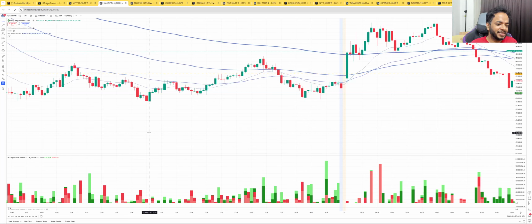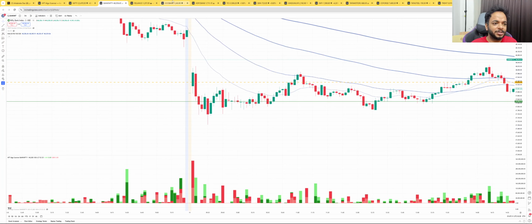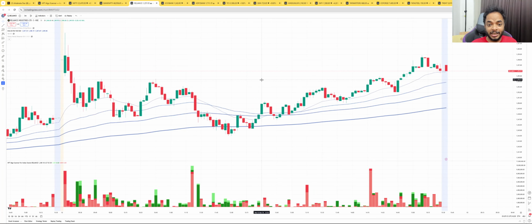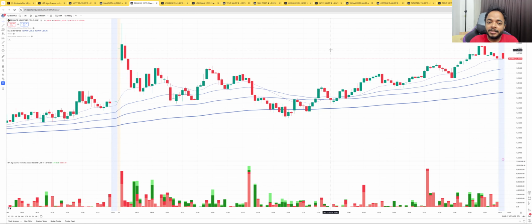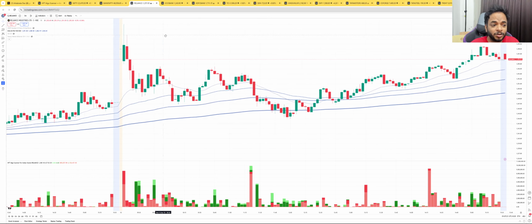So this is how you can capture the moves or the reversals with the help of our indicator. And it's good for scalpers as well.